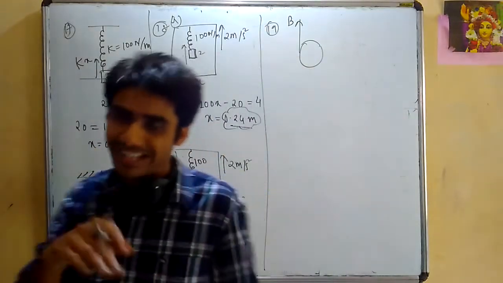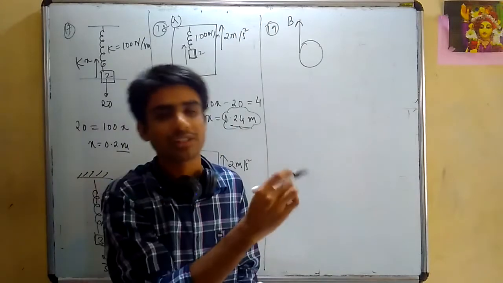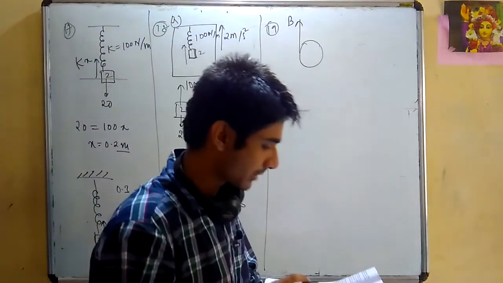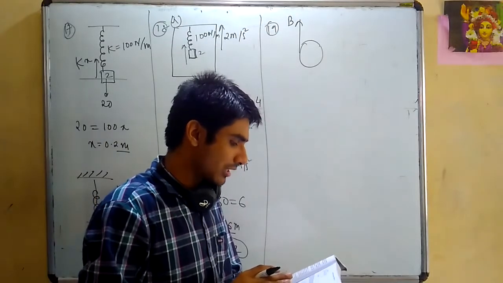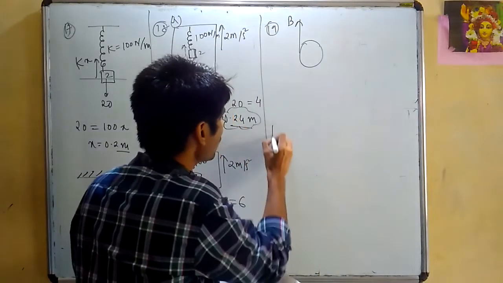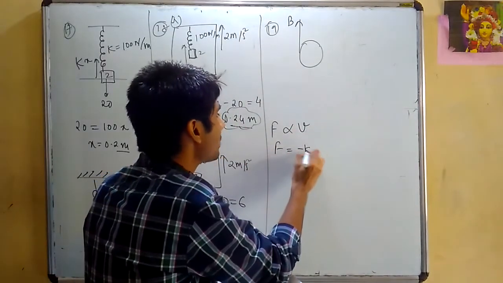So air resistance or air drag force, also called drag force, whatever you call it, is opposite to the direction of velocity, and that is what is given in the question. Force of air resistance on the balloon acts opposite to the direction of velocity and is proportional to it. Very important point: force of air resistance is proportional to velocity. I can write F equals minus kV.